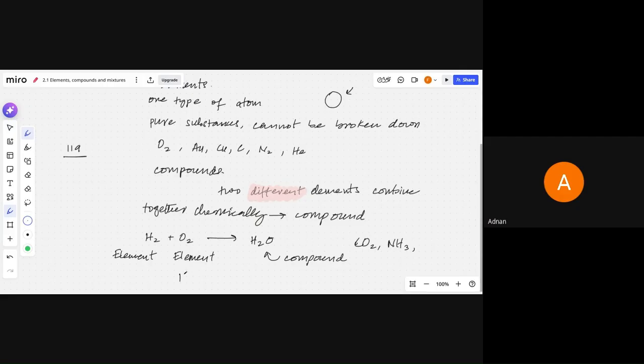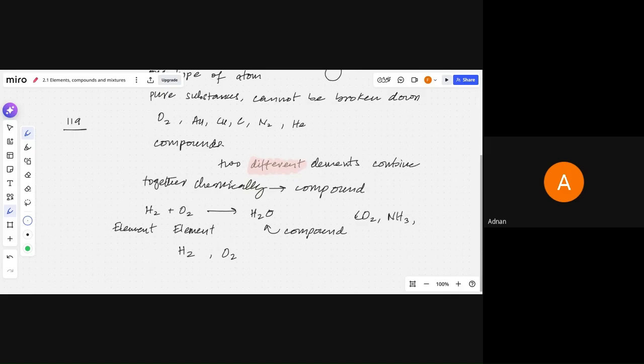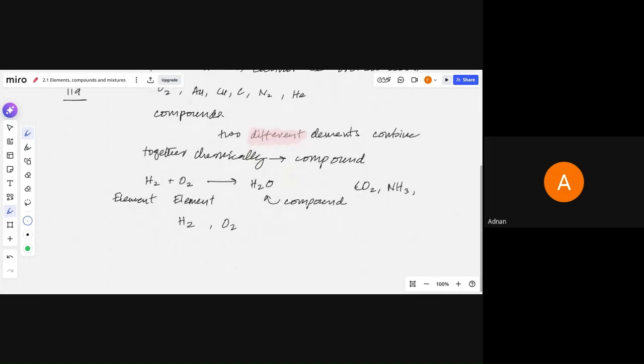But H2 is not a compound, because the two atoms that are chemically combined are the same, right? Similarly, oxygen gas is not a compound, because the two atoms that are combined together are similar. For a compound, they must be different. Okay, so this was the explanation for compounds.